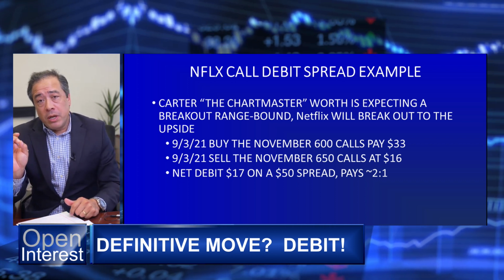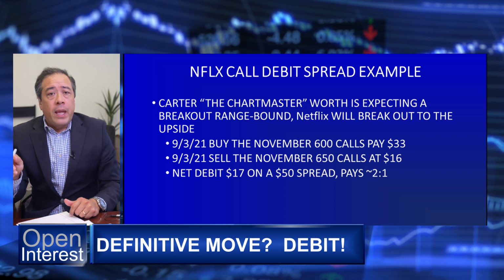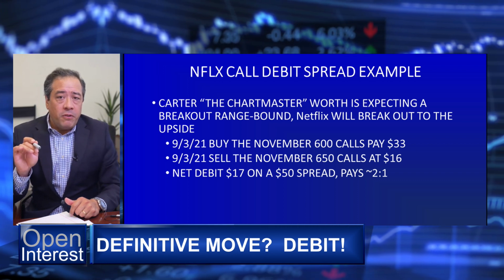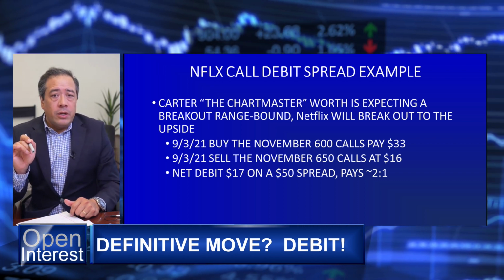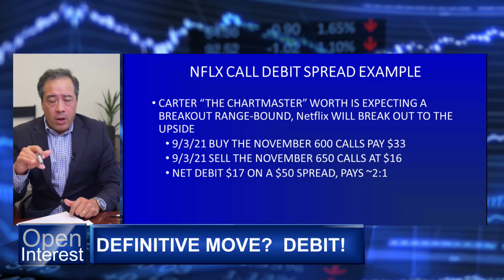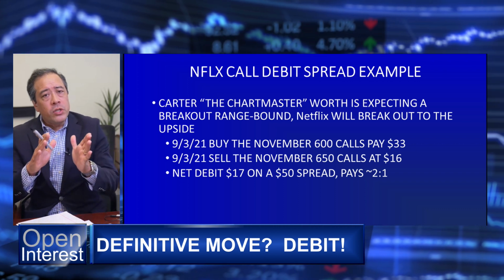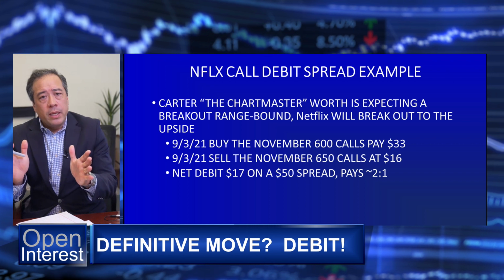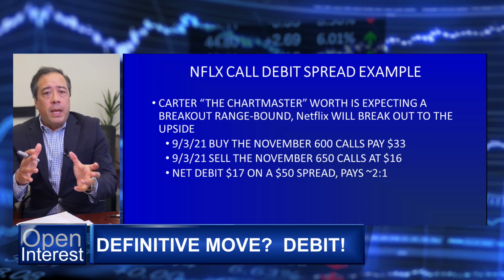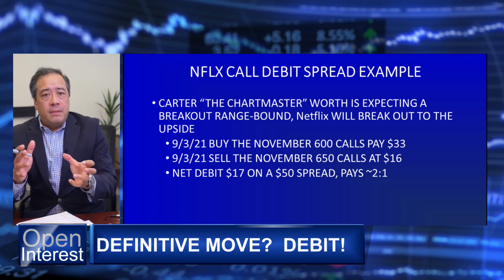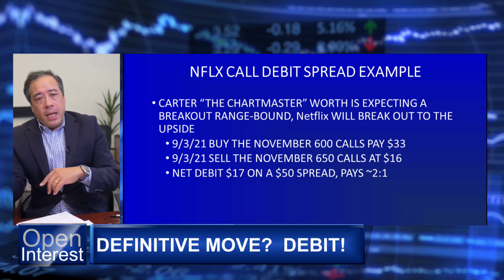Those were about $33 that day, and selling the 650 calls at $16. That was the price also on September 3rd. So that's a $50 wide call spread, and the net debit would be about $17. Now, that pays about 2 to 1.